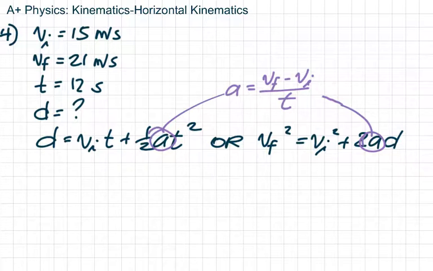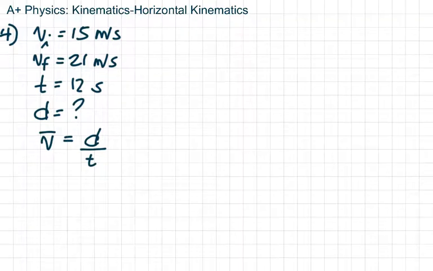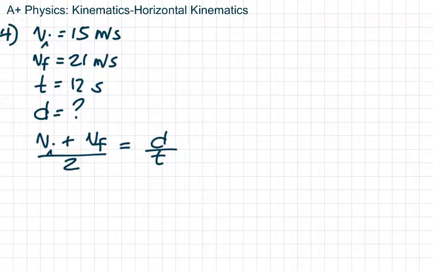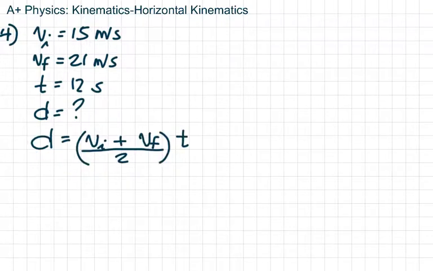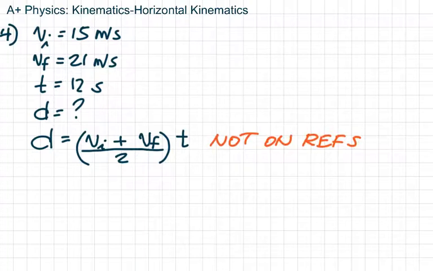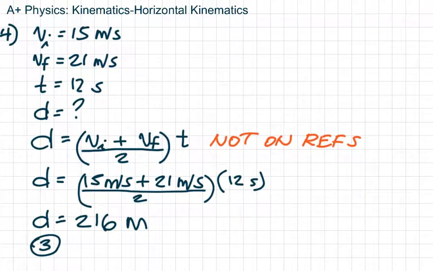But there's a version of v equals d over t that can solve this question in one step. Average v is d over t, but that's an average velocity. It's an average of the start and end values. So as the average, they add them up and divide by 2, and if we cross multiply and solve for d, d is vi plus vf over 2 times t. This version of v equals d over t is not on the reference tables. And you get 216 meters, choice 3, which is exactly what you would have gotten if you did vit plus 1/2 at squared.